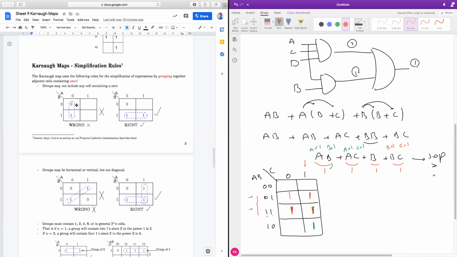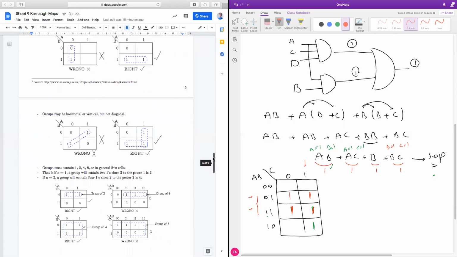We cannot group the zeros with ones. So this is wrong. Why? Because I'm grouping 0 and 1 together. This is right, because I can group 2 ones together. I'll tell you how to use these groups later. But first of all, we've got to learn how to group the ones.